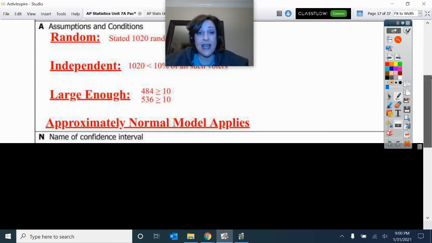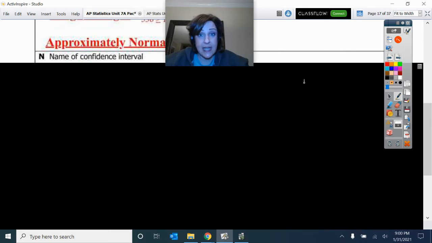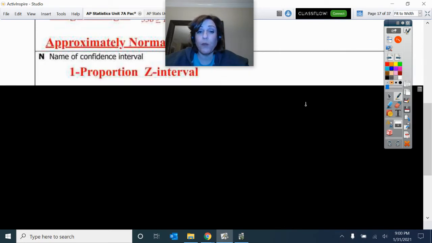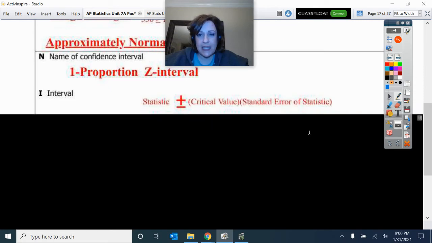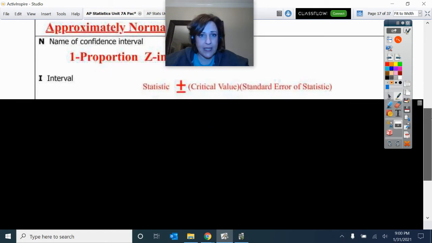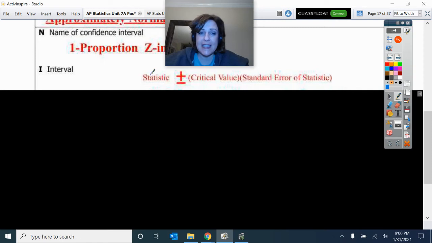All right, so now the name of that confidence interval is the same for this unit, 1 proportion z interval. And now we're going to make it. So here is that formula for making our interval. Our statistic, that's our p hat, plus or minus our critical value, times our standard error of the statistic.